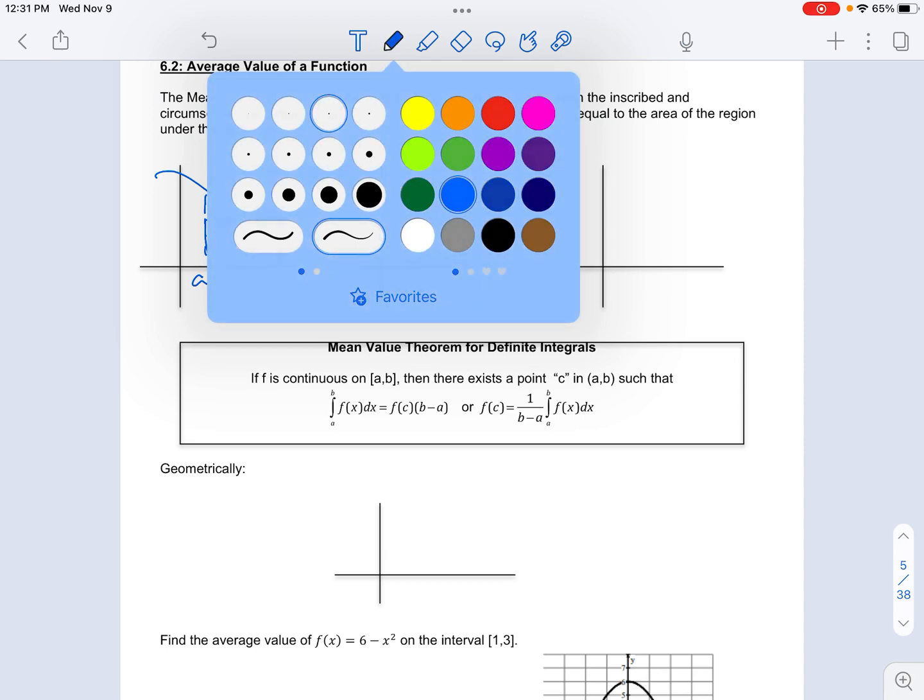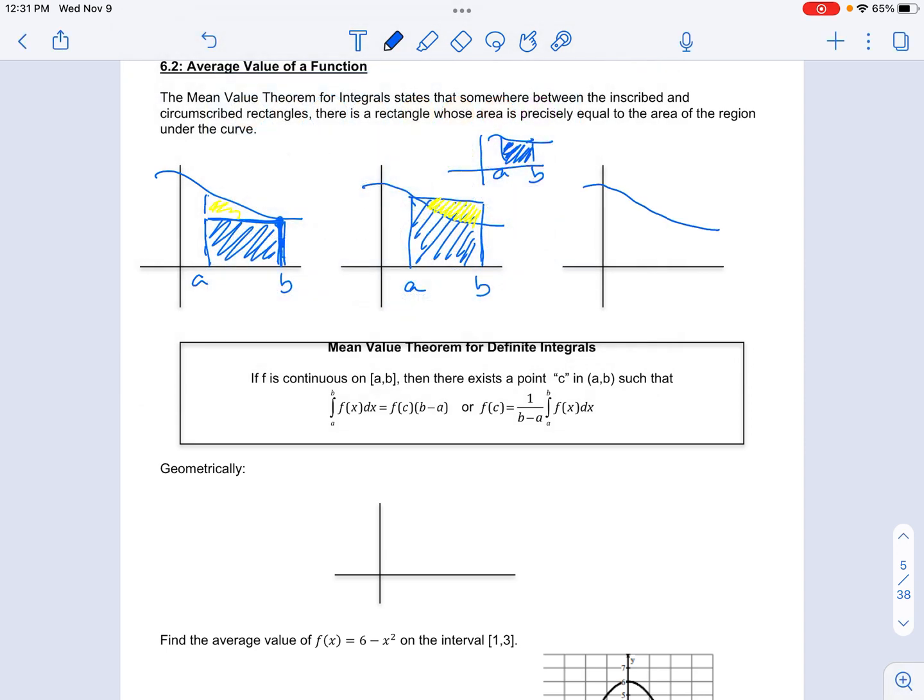So what the mean value theorem says is if you have a continuous function from A to B and you want to find the exact area underneath the curve, somewhere on this curve you can draw a rectangle that would give you the same area under that curve. So there's one rectangle you can draw that gives you the exact area underneath the curve. And wherever it hits that point on the curve is going to be called C.